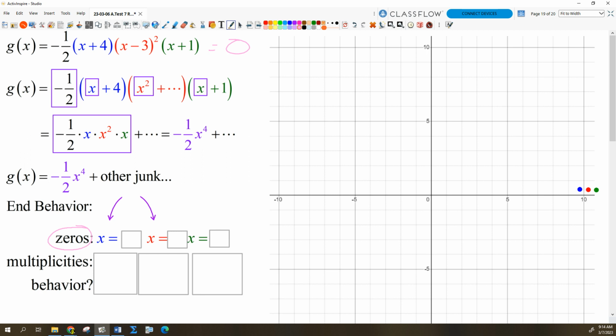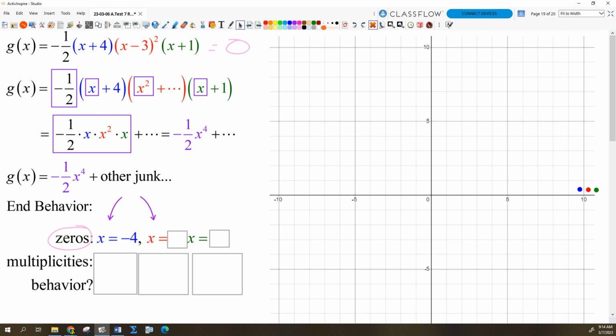Well, what are the values of x that would make that happen by the zero product property? The only way I could multiply those 4 things together and get 0 is if I'm multiplying by 0. Well, the negative 1/2 is not going to give us any answers, is it? That's just a constant. That's just a number. But the blue factor could equal 0 when x equals what? -4. So there's one of our zeros, right? -4.